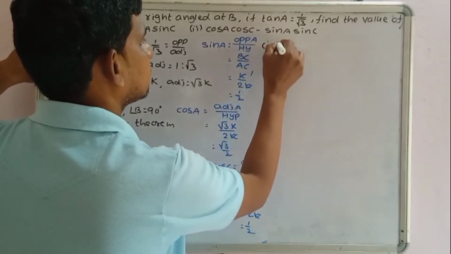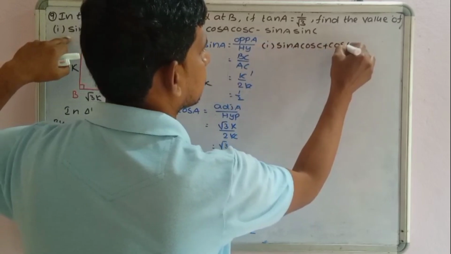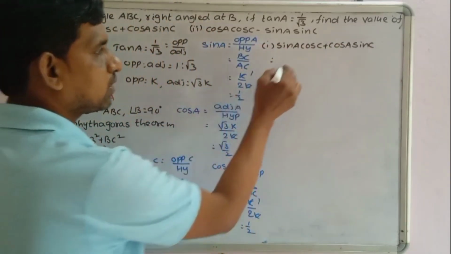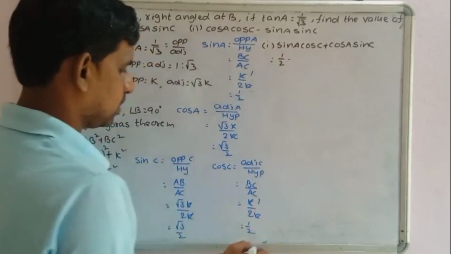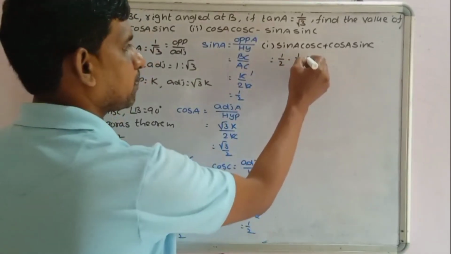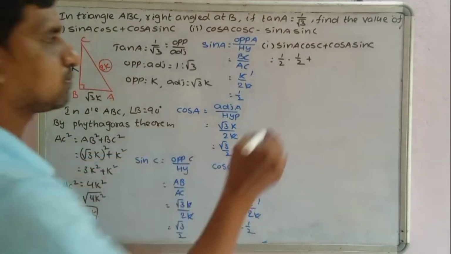Sin A cos C plus cos A sin C. Sin A value how much? 1 by 2, into cos C value also 1 by 2. Cos C value 1 by 2, plus cos A. Cos A value how much? Root 3 by 2.